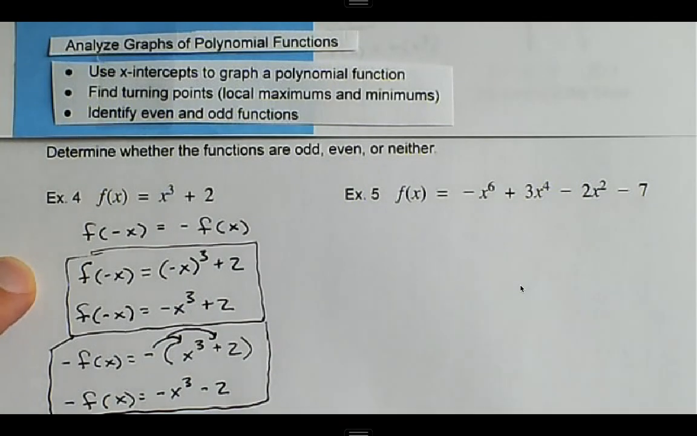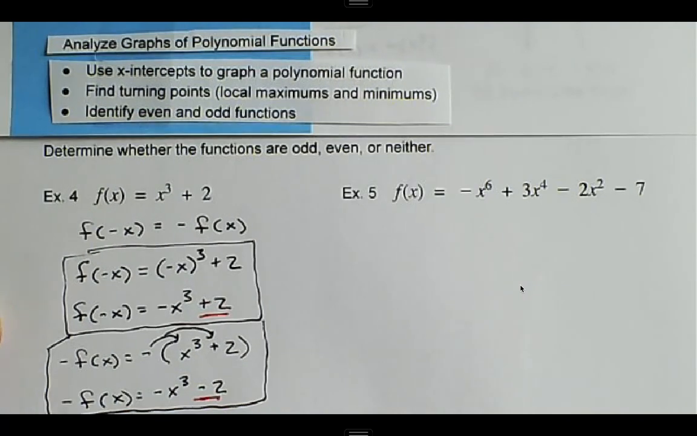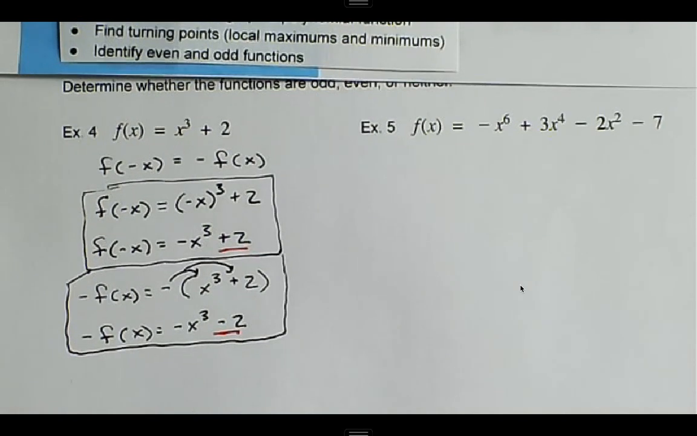And as we can see, if we're looking at the two functions, we see that we have negative x cubed and negative x cubed, but what is not the same is the negative 2 and the positive 2. So when we come up with our solution for this problem, we're going to say that it is neither.